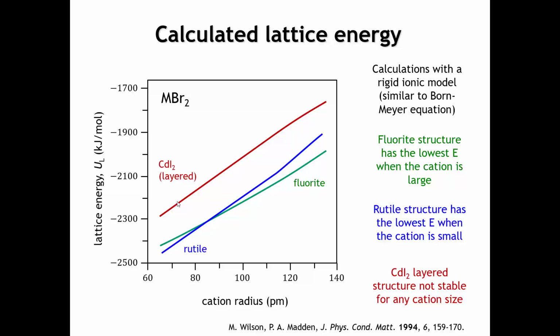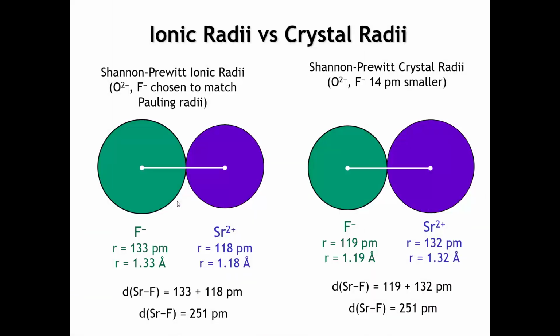So let's take just a little closer look at why the rutile structure, even in the Born-Meyer equation, emerges as the most stable structure when the cation radius gets small. Now, before we do that, we have to take a little aside and talk about values of ionic radii. If you were to go back into the Shannon and Prewitt paper and then the later Shannon paper from '76 and look at their radii, you would see that there are two sets of radii. They have a set of radii they call the ionic radii, and then they have another set of radii they call the crystal radii.